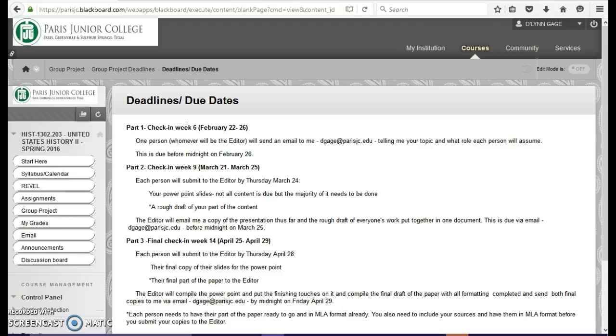Your final check-in is during week 14, the end of April. You're going to get together before that Thursday, and you're going to make sure that everything is ready to be submitted to me the next day. So this is your last chance to edit everything, make sure it looks right. You're going to shoot it off to one person. That person's going to look at it, make sure, yeah, this is what we want to turn in for our final project grade. And then that person will have it emailed to me by midnight on Friday, April 29th.